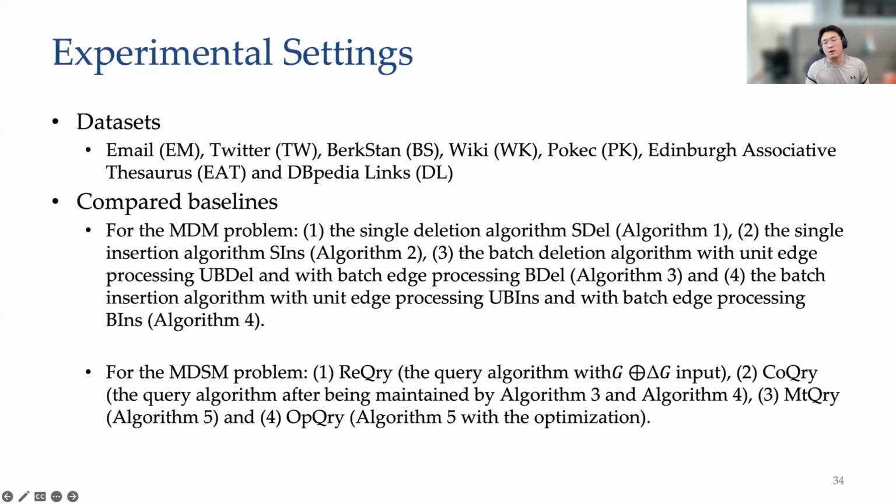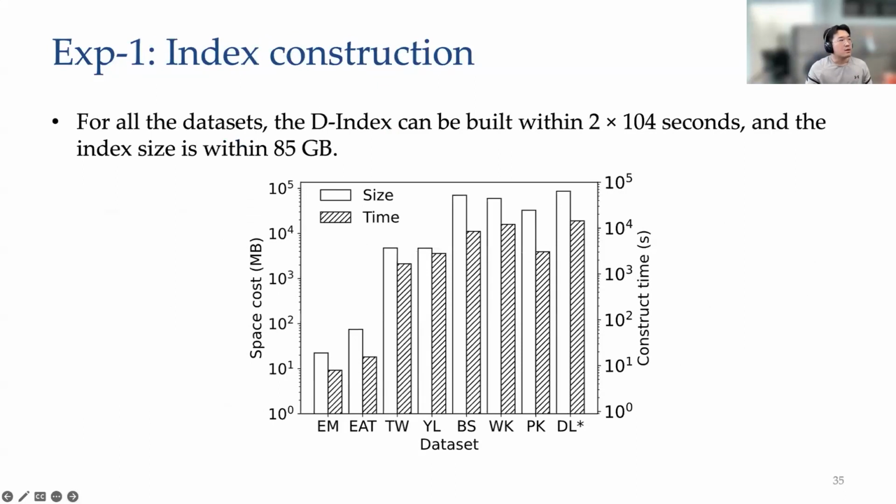Next, the experimental evaluations. We conduct all experiments on a Linux machine with an Intel Xeon Gold 6240R CPU and 1000 GB memory, and we use 7 real-world data sets which are publicly accessible, including EM, TW, WK, and so on. We compare the baselines listed clearly for the MDM problem and the MDSM problem respectively. For all data sets, the index can be built within 2 times 10 to the power of 4 seconds, and the index size is within 85 GB.